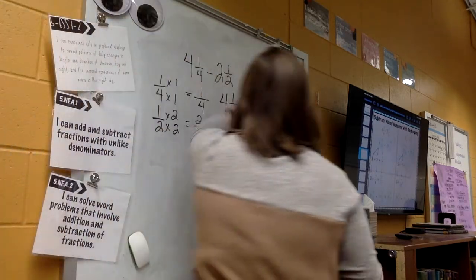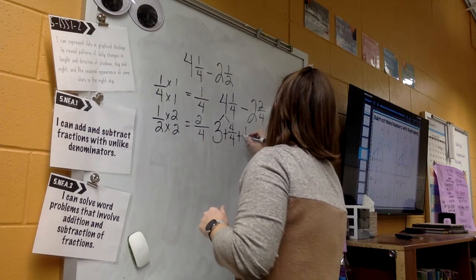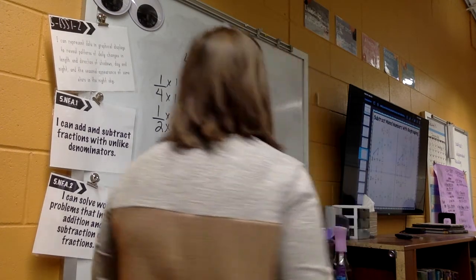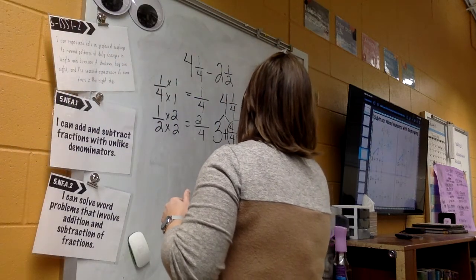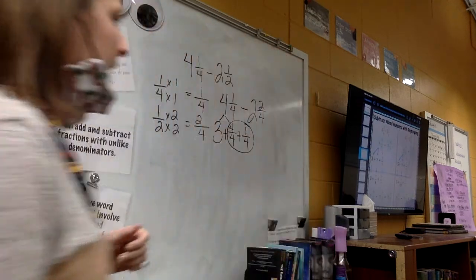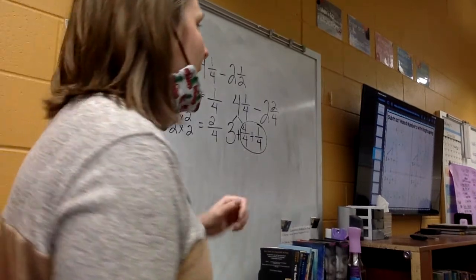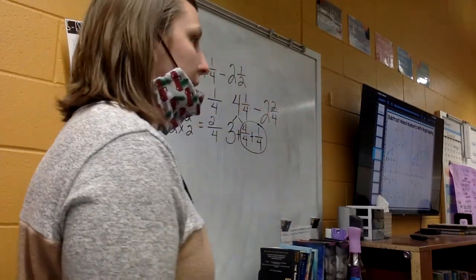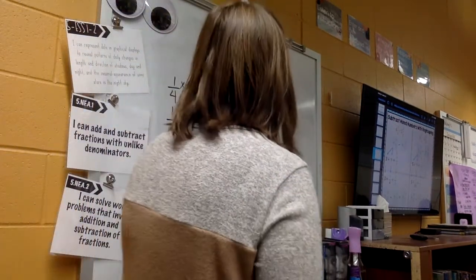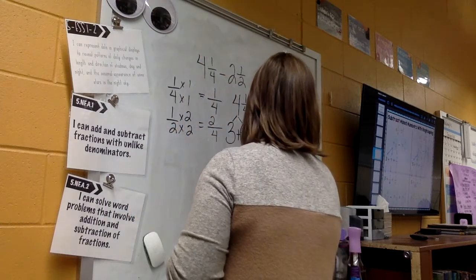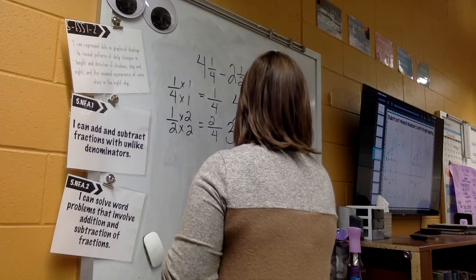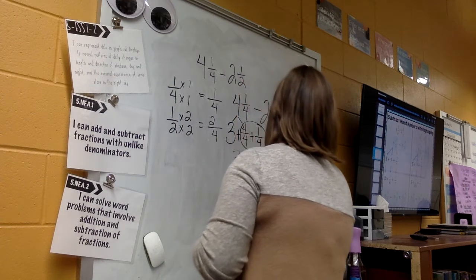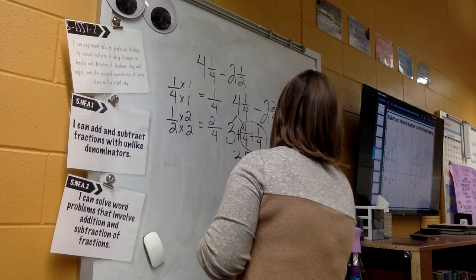And I leave my other fraction the same. Now I need to add that together. I have to convert this before I can subtract anything. So my 3 stays the same. 4 plus 1 is what? 5 fourths.